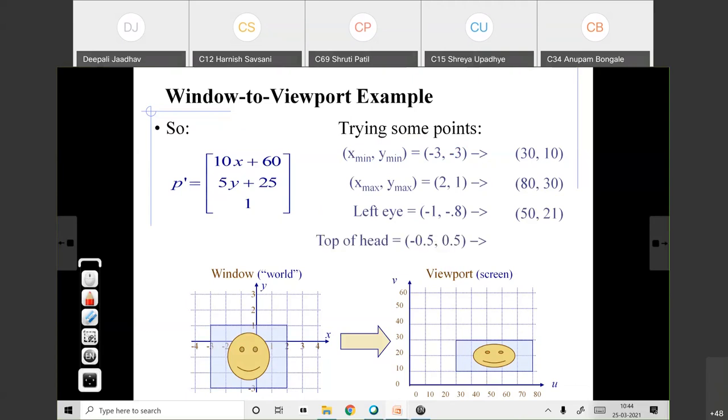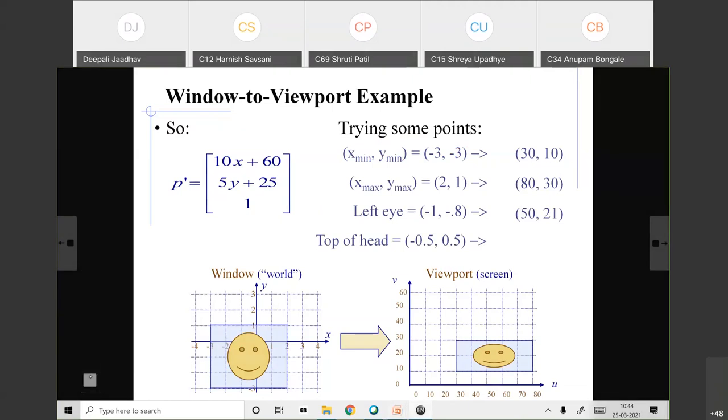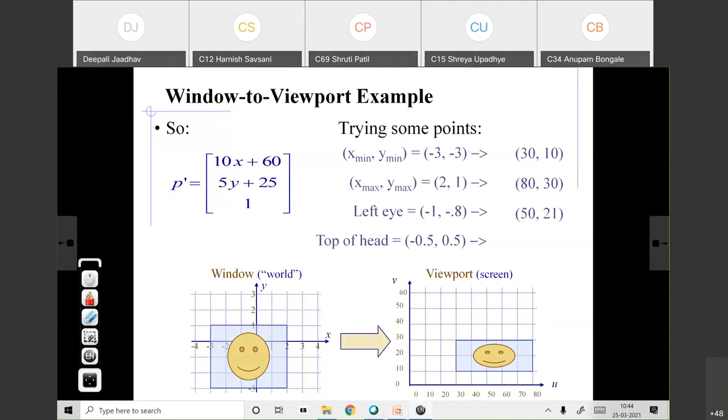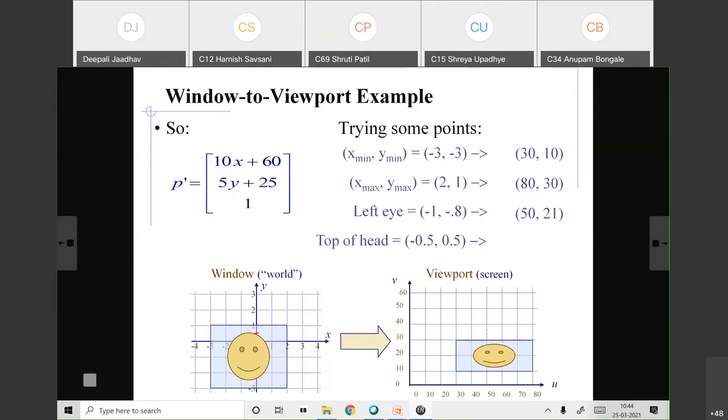Now take another example: top of the head. So where is the top of the head? It is from here. You observe that the top of the head is minus 0.5 and plus 0.5, correct? This is x and this is y. Minus 0.5 and plus 0.5 on the y axis. Now apply this with this equation. So 10 multiply with minus 0.5 plus 60, so it is minus 5 plus 60, which is equal to 55. And put the y value here, 10 multiply with 0.5 plus 25. So it is 5 plus 25, 30.